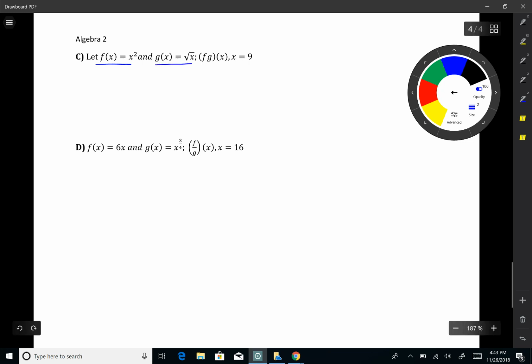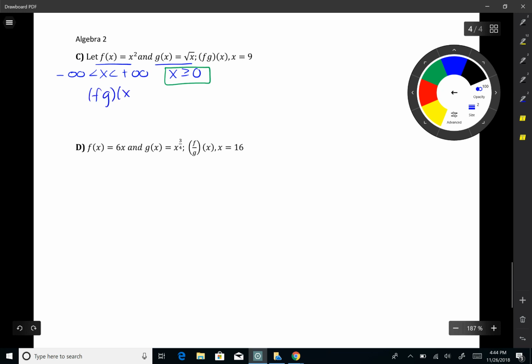However, g of x is the positive square root of x. That's where x has to be greater than or equal to 0. So this is the first one where they have different domains. And what you have to do is you can only use the x values that they have in common. So basically, you pick the one that is the most restricted. So that would be x is greater than or equal to 0. That's going to be the domain of our product. But let's find our product first.